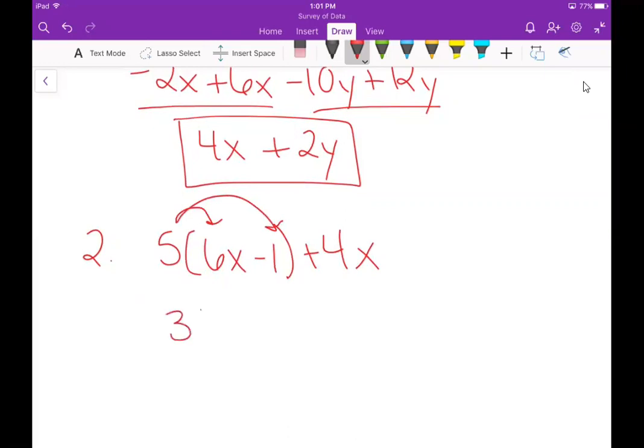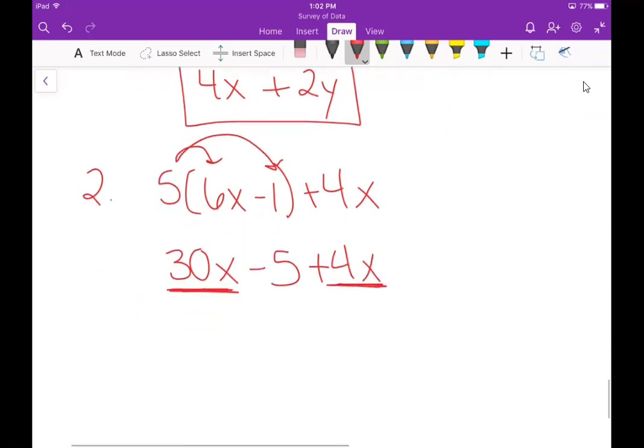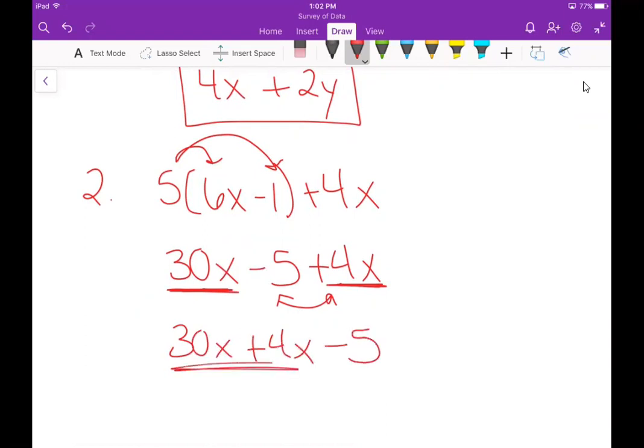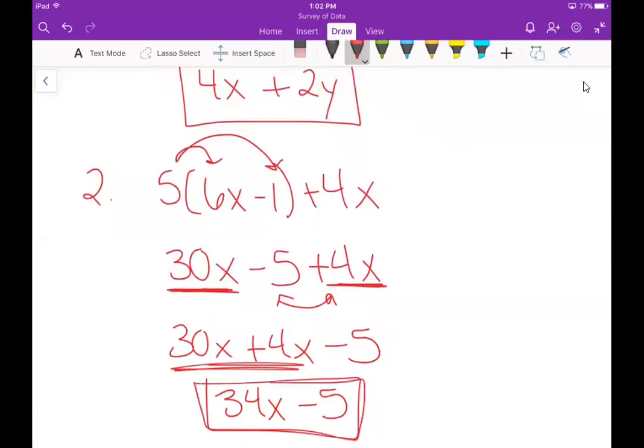5 times 6 is 30x. 5 times -1 is -5. We still have that plus 4x there. Again, if you can see it right now, go ahead and combine 30 plus 4. If you can't, switch this operation around right here. 30x, the 4x is positive, so it will stay positive, and the 5 is negative, so it will stay negative. Then you can see this combination here, 30 plus 4 is 34x minus 5, and we have the final answer.